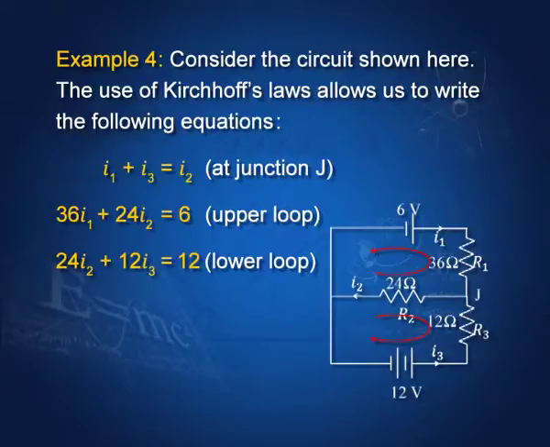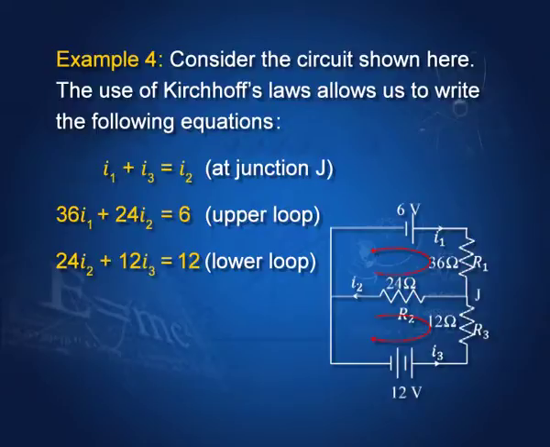The upper loop is anticlockwise and therefore, we meet this V at its positive terminal, the potential at its positive terminal. Therefore, it will be 6 and since we are going this way, this we meet in the opposite direction. So, minus 24 I 2, this also we meet in the opposite direction. This is 36 I 1, since R 1 is 36, and this is 24 times I 2. So, if you give proper signs, then you will get 36 I 1 plus 24 I 2 equal to 6.